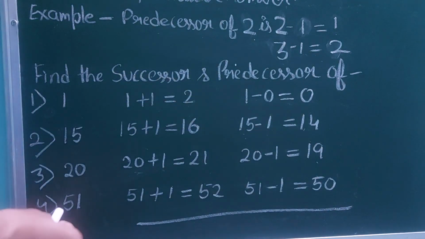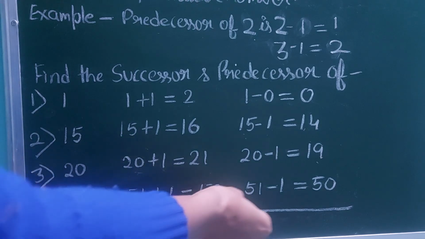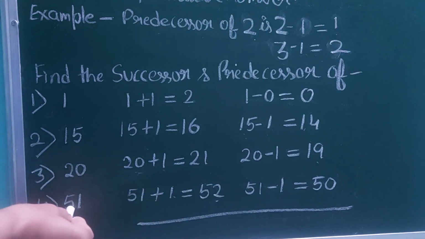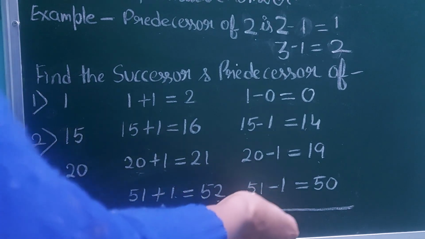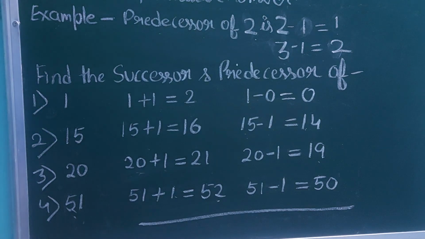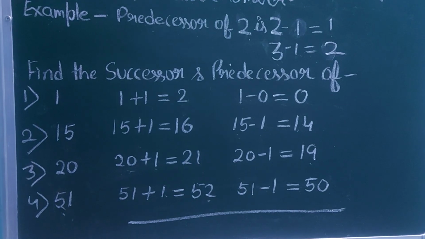Then last part is 51. What is the successor of 51? 51 plus 1 will get 52. And what is the predecessor of this number? You have to subtract 1 from 51. So 51 minus 1 and we'll get 50, okay? So this is the method of finding successor and predecessor.